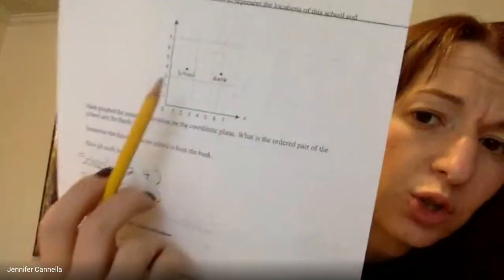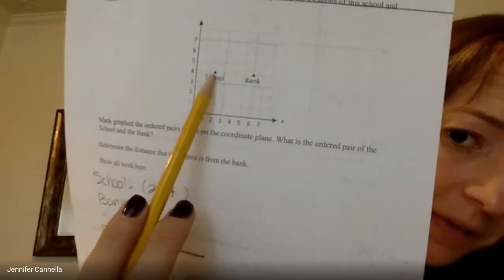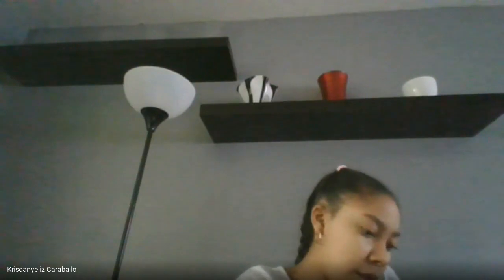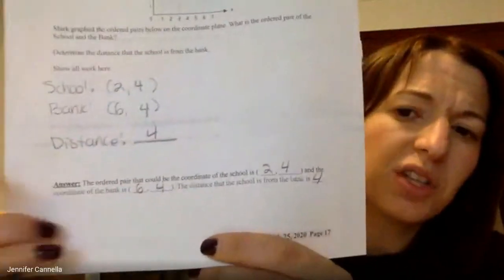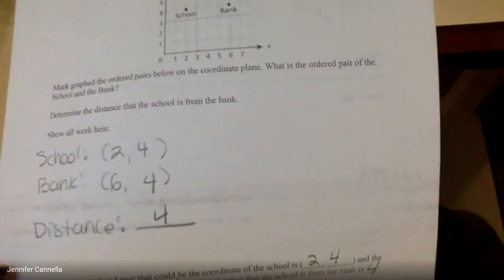Now, how far is the school from the bank? How many blocks is it from this dot to that dot? I can't see. How far is it from here to here, Esther? Oh, it's 4 blocks. So you're going to write 4 here. And then we're just going to take the answer and write it down again. We just did the work. Now we're just copying the answer on our line. Does everyone understand how we got that? Yeah.